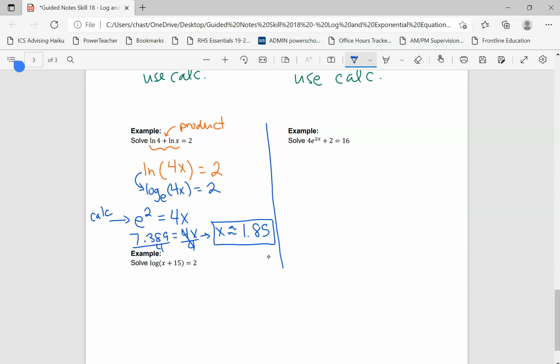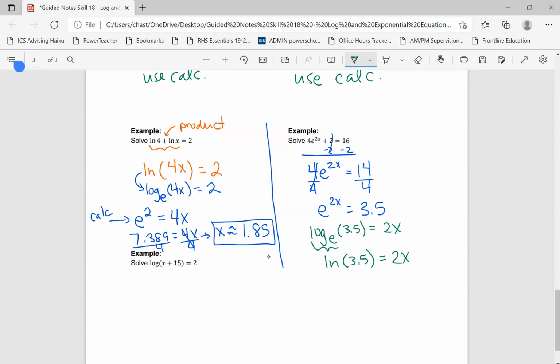Okay. Next problem. This time we have to get the e part by itself. So I'm going to subtract 2 from both sides first, and I get 4 times e to the 2x equals 14. Divide by 4. I get e to the 2x equals, let's see, 14 divided by 4 is 3.5. When you have an equation that has e in it, and you're trying to get that exponent out of the top there, you're going to convert this to log form. So this would be log base e of 3.5 equals 2x. But just note that log base e is the same as natural log.